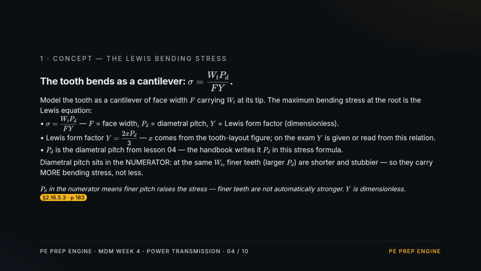Concept 3. The Lewis bending stress. Treat the tooth as a cantilever of face width F loaded at its tip, and the peak stress at the root is the Lewis equation. Transmitted load times diametral pitch over face width times the Lewis form factor. The form factor is 2 times x times diametral pitch over 3, where x comes from the tooth layout figure. On the exam, the form factor is given or you read it off that relation, and it is dimensionless. This is the same diametral pitch from Lesson 4. The handbook just writes it with a capital P here. The key intuition: diametral pitch is in the numerator, so at the same load, finer teeth are shorter and stubbier and actually carry more bending stress.